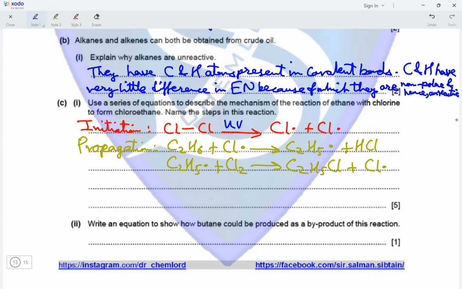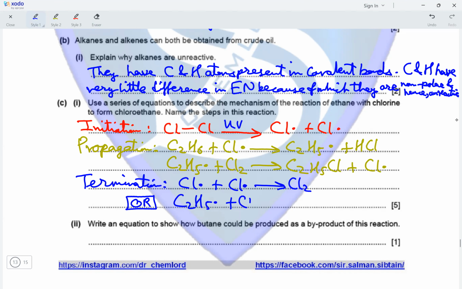The next step in this mechanism is called the termination step, and these termination steps can be various. One of them could be two chlorine free radicals combining together to reform chlorine, or we could have a C2H5 free radical combining with a chlorine free radical, producing C2H5Cl, which is chloroethane again. So these are the three steps in the free radical substitution chain reaction mechanism that alkanes undergo when they react with halogens in the presence of UV light.